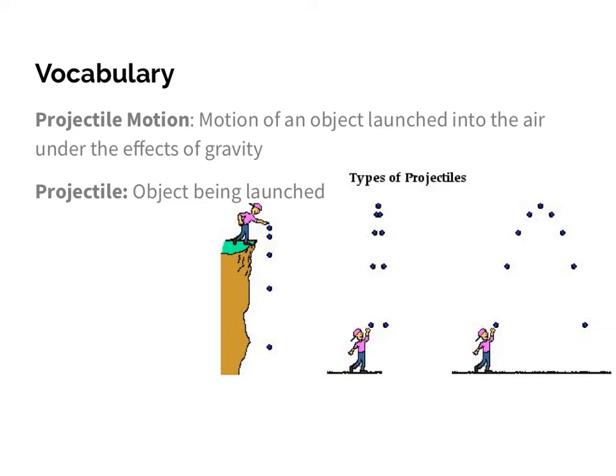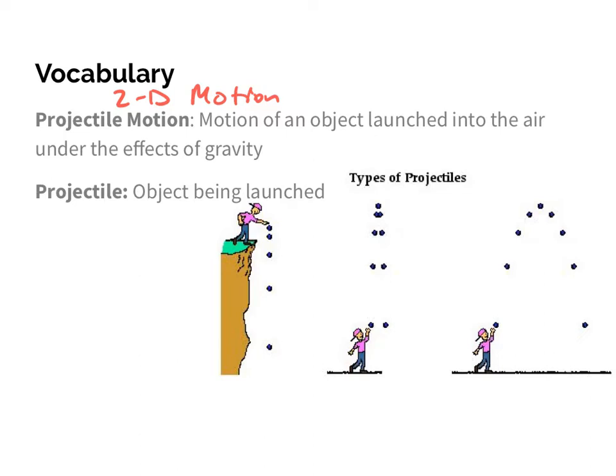Welcome back. What we're going to talk about today is what's called projectile motion. This is going to be an application of two-dimensional vectors. Specifically, we're going to look at two-dimensional motion. Just understand projectile motion is 2D motion, and again, two dimensions means that we're acting in two directions at the same time.